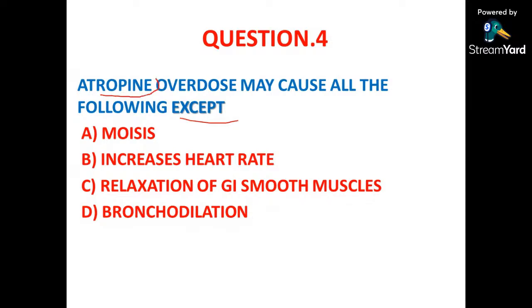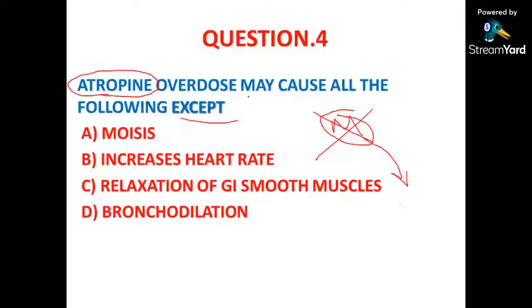Atropine is a strong anticholinergic drug which inhibits the actions of muscarinic receptors. When muscarinic receptors are activated, it will show all secretions, all cholinergic actions. But when atropine is given, it will stop the actions of muscarinic receptors and through that it will show some actions. Let me read out the options.